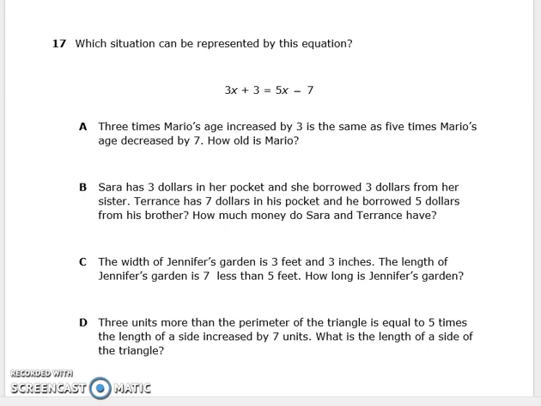C. The width of Jennifer's garden is 3 feet and 3 inches. The length of Jennifer's garden is 7 less than 5 feet. How long is Jennifer's garden? D. 3 units more than the perimeter of the triangle is equal to 5 times the length of a side increased by 7 units. What is the length of a side of the triangle?